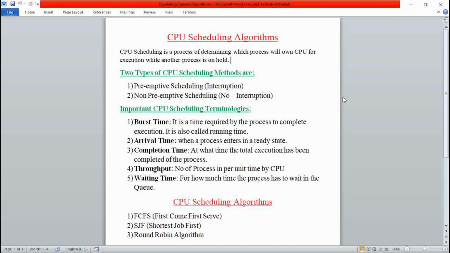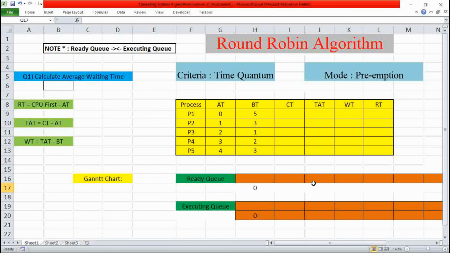Today I'm going to teach you about round robin algorithm, which is quite a bit more difficult than the previous videos on FCFS and SJF. It is also called RR algorithm. So let's jump to the numerical.